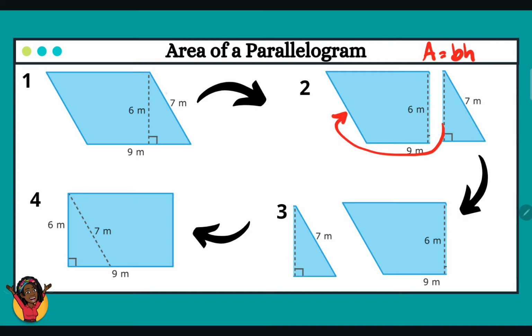So a parallelogram can be transformed by cutting off one of its sides against its perpendicular height, reattaching that to the other side, and making it into a rectangle. So that is the reason why the formula is the same as calculating the area of a rectangle.